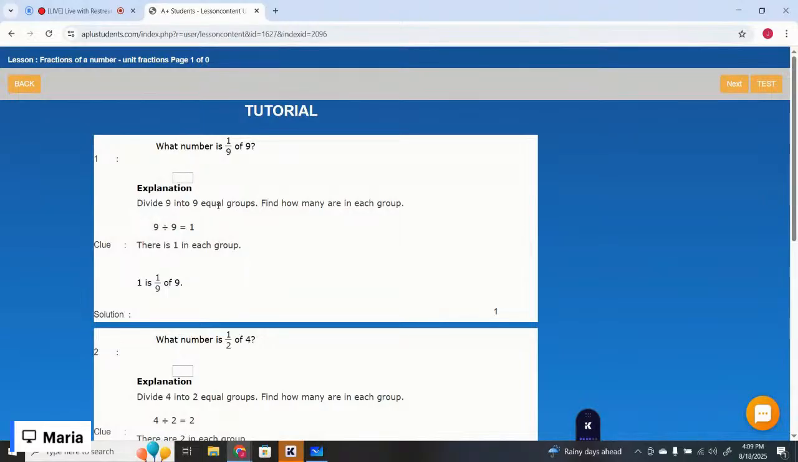What is 1 by 9 of 9? 1 by 9 of 9 means you need to multiply them. You need to do 9 times 1 over 9. So when you do 9 times 1 by 9, the answer is 1.